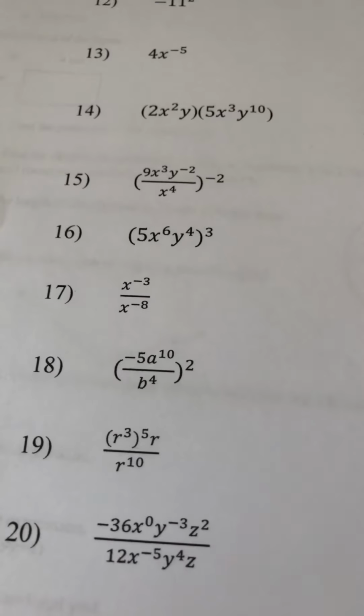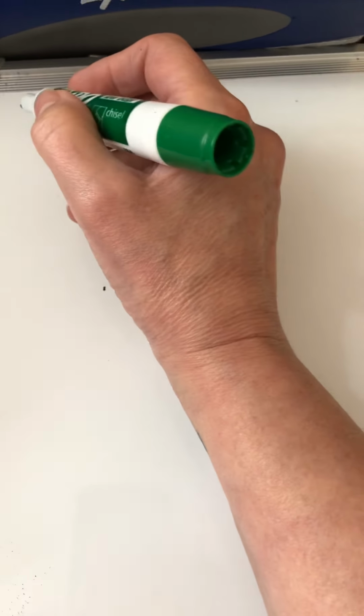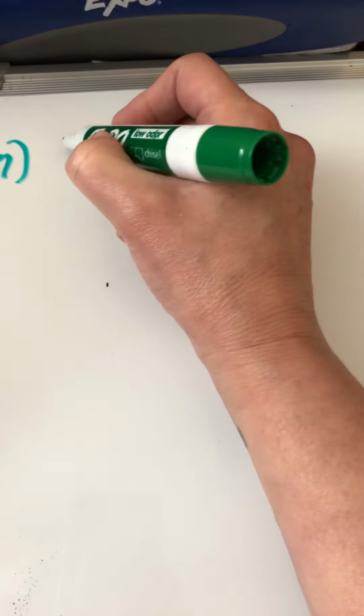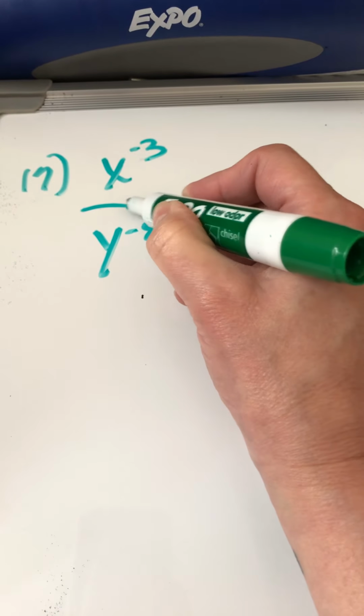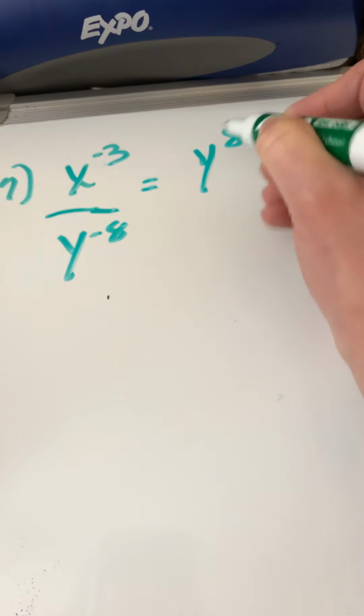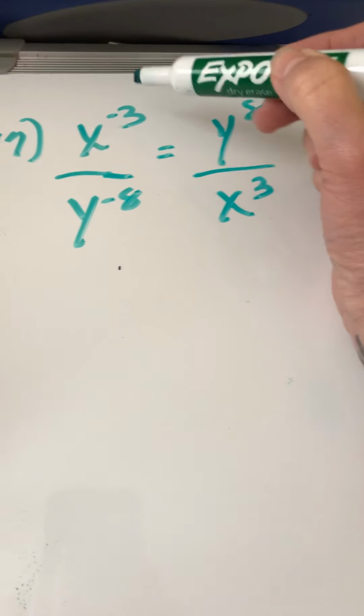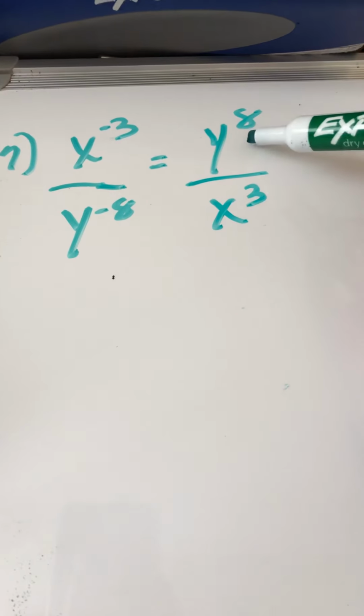You did really good down to number 17. Number 17 says x to the negative 3 over x to the negative 8. And I think I edited that one too. I think initially it said x to the negative 3, and you can double check and see what you wrote, y to the negative 8. So if this is what you had, a completed answer would have been this, because this is really a reciprocal.